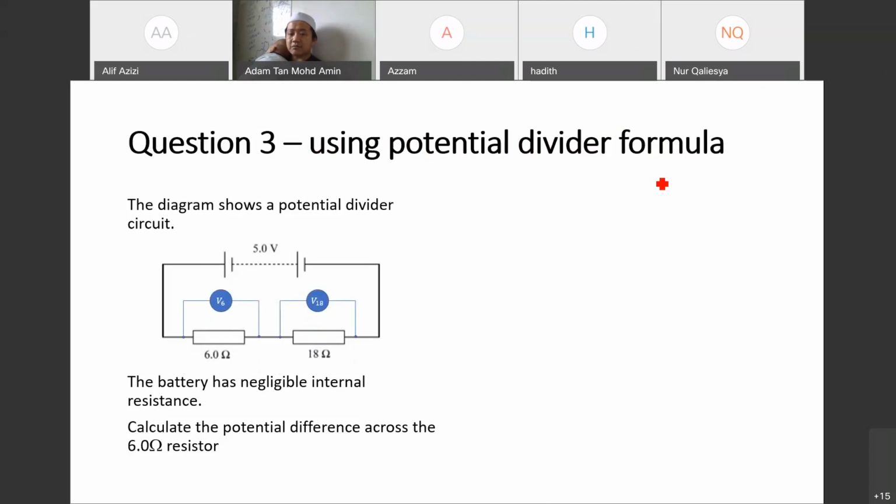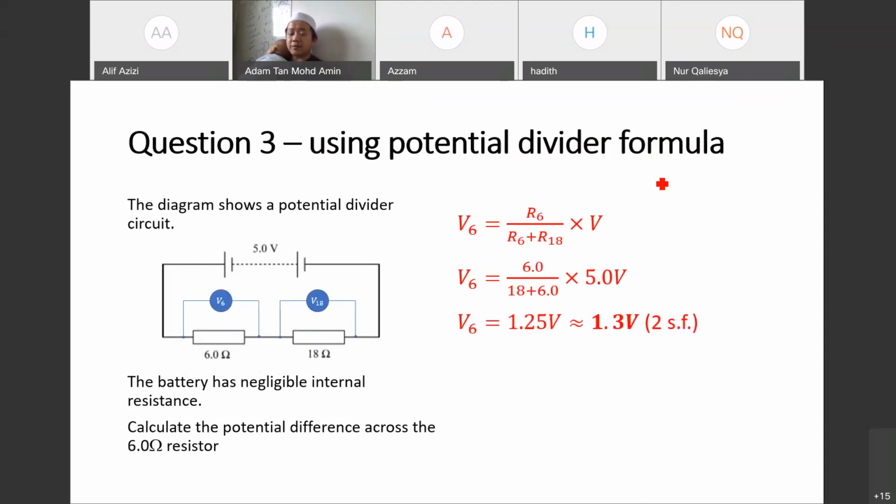So nak tahu senang mudah sebenarnya ialah kalau dia adalah resistor that we want, so that value of the resistor must be on top as the numerator kan. The total resistance of the circuit of the loop must be the denominator. Okay. So yang ni sepatutnya dia guna V in and V out. Cuma yang because kita nak tahu V out dia V6 lah sekarang ni kan. So the V in ialah 5 volts. You just plug in the values, so you get 1.3 volts, two significant figures.